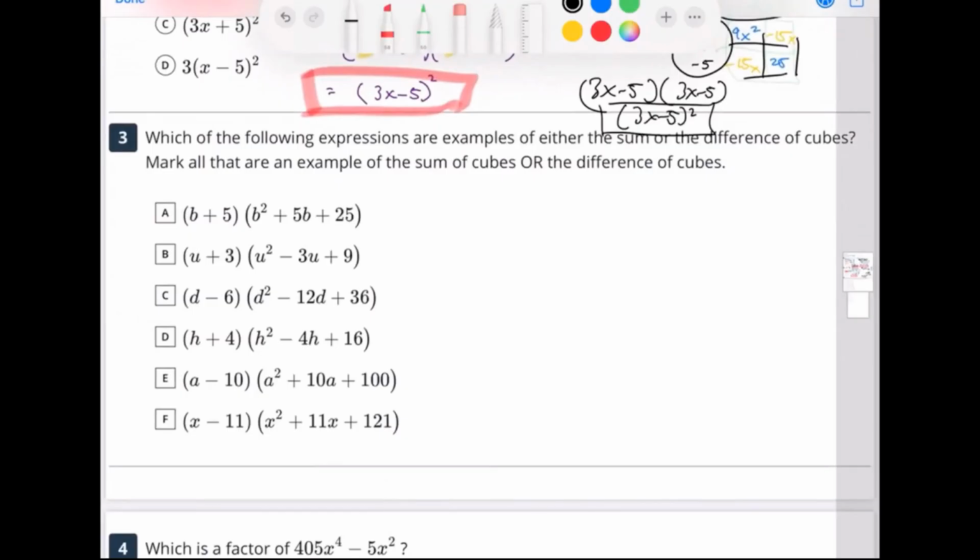The following expressions are examples of either the sum or difference of cubes. Mark all that are an example of the sum of cubes or the difference of cubes. Okay, so it's kind of like multiple choice. A couple things that you need to remember. You could just write out the formula. I'll write them out really quickly for you. The sum of cubes is just a plus b cubed, and this is where I'm going to write it out, is my SOAP.